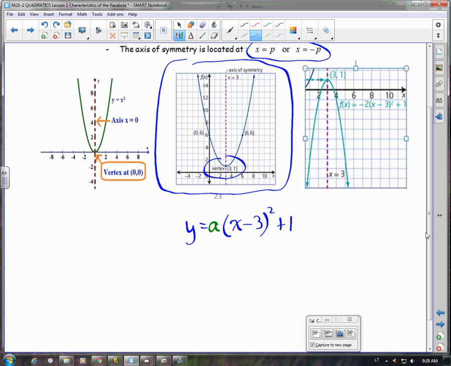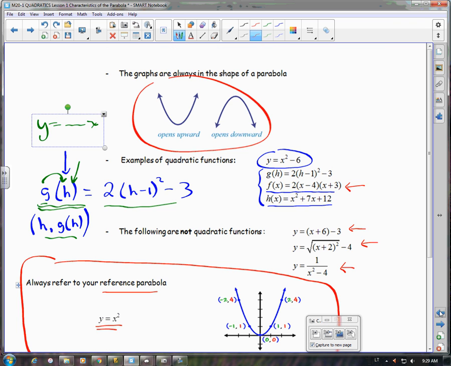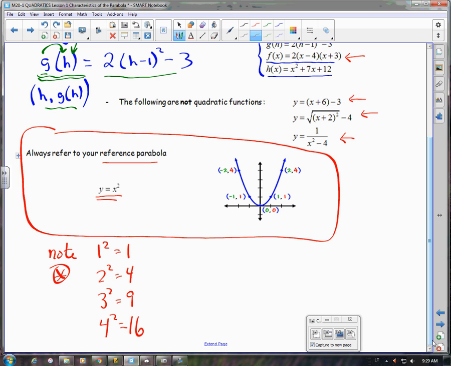So here's the thing. If a is equal to 1, how should the parabola go as you move 1 unit left and right, and 2 units left and right, and 3 units left and right? I'm going to come back to the reference parabola. In the reference parabola, what is our a-value? 1, because that would be the coefficient here. So if the a-value is 1, then when you go 1 over, you should go 1 up. 2 over, you should go 4 up. 3 over, you should go 9 up.